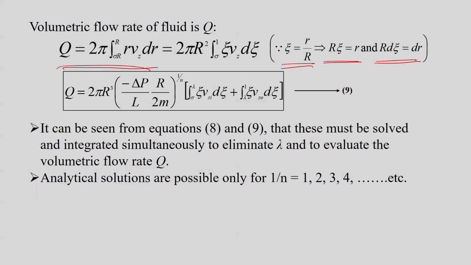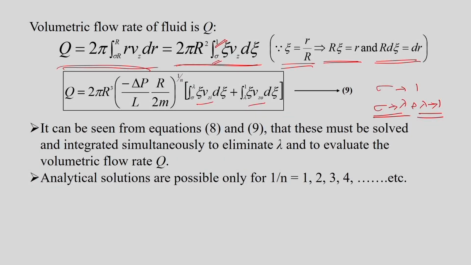When you substitute these things, you have 2 pi R square integral zeta Vz d zeta, and zeta varies between sigma to 1. But between sigma and 1 there is a lambda, so sigma to lambda and then lambda to 1. In these two regions we have two different Vz values, that is Vzi and Vzo respectively. Those we have to substitute here and then do the integration.